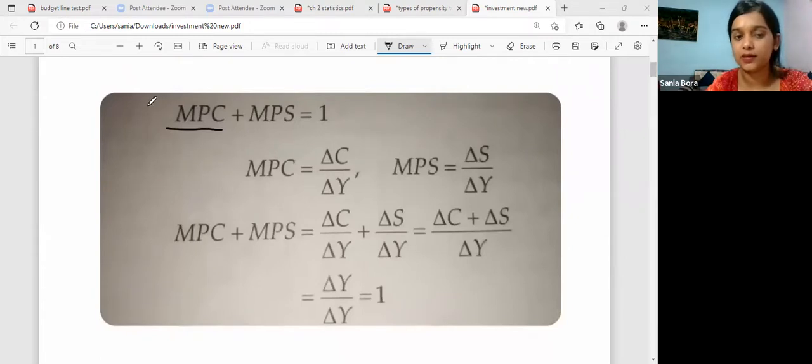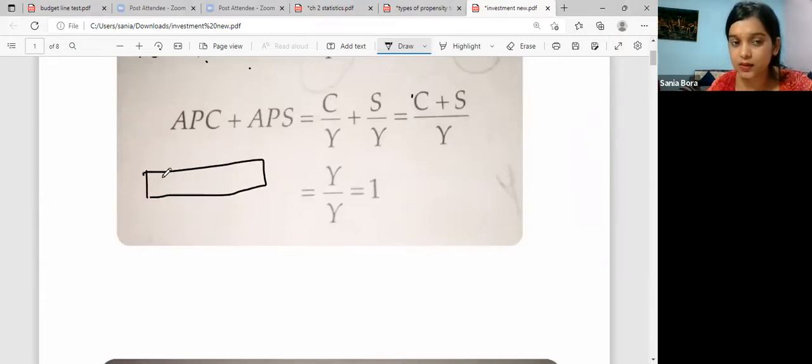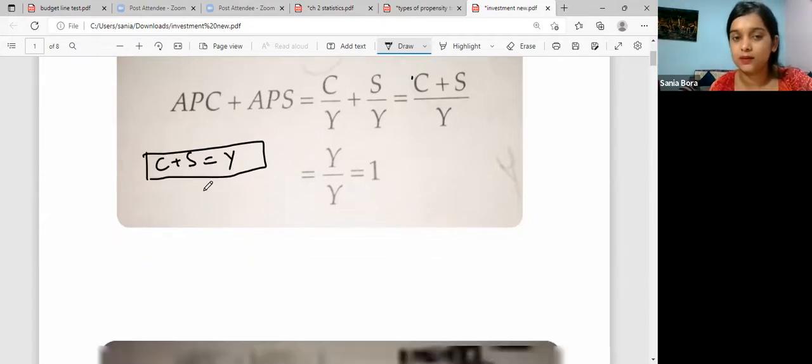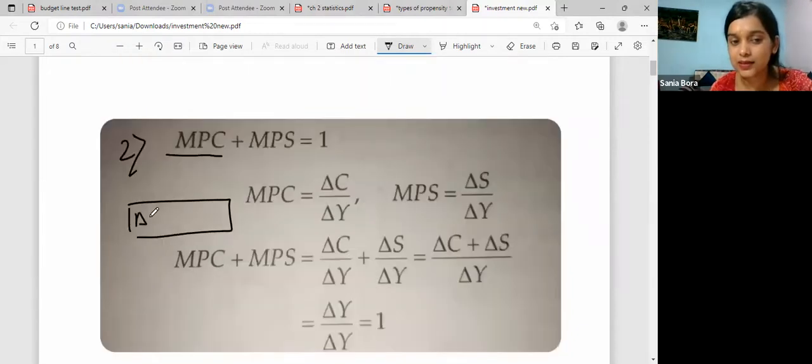Okay, now you will write this. Second, MPC plus MPS equals to 1. Remember one thing, just make a box over here and write it like this: C plus S equals to Y. Okay. Right, and here you will also make a box and write here delta C plus delta S equals to delta Y.